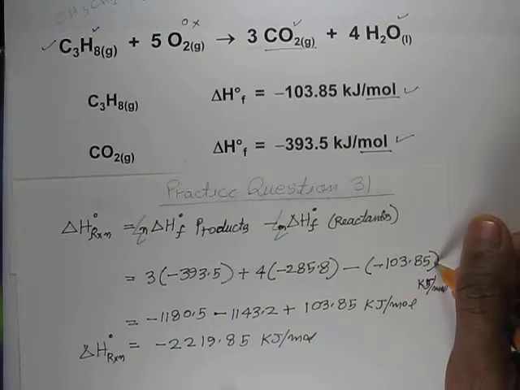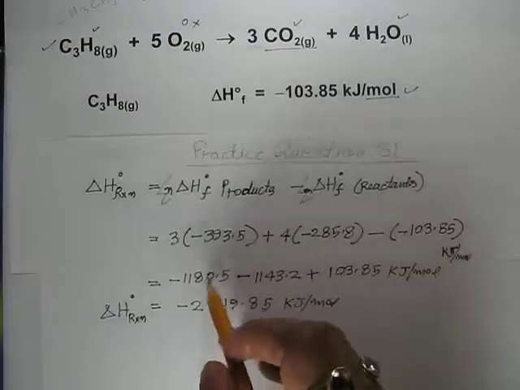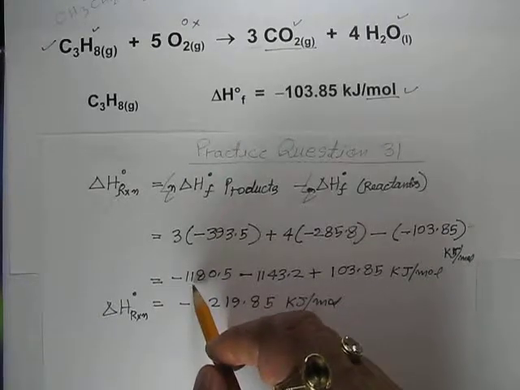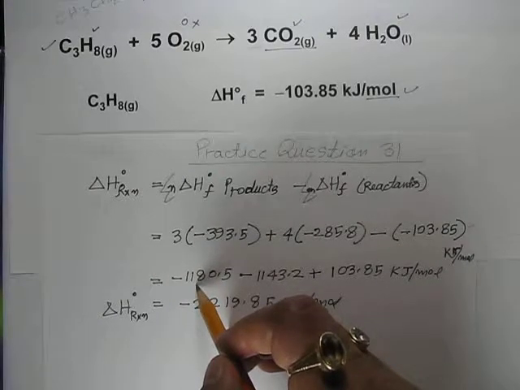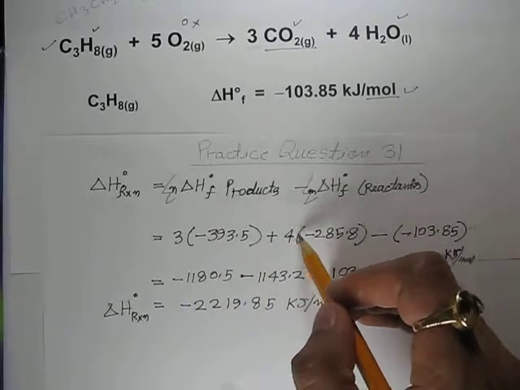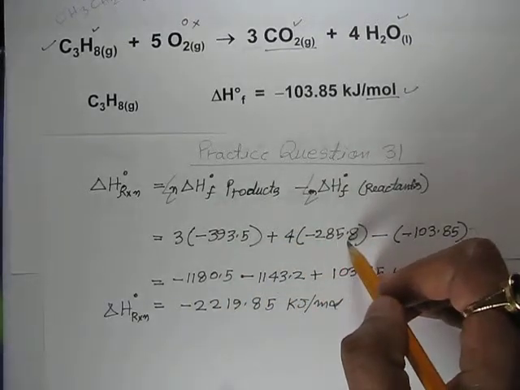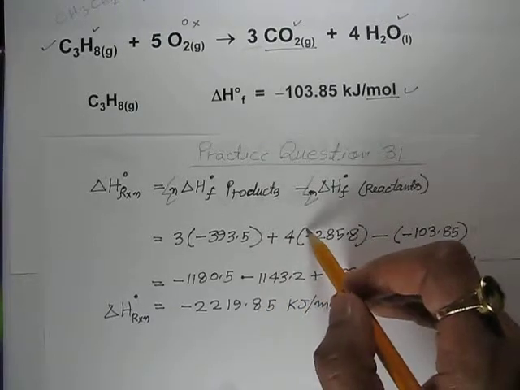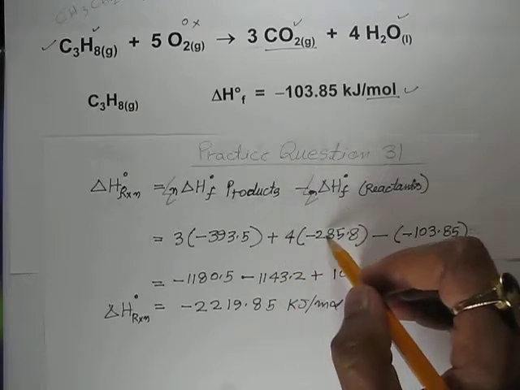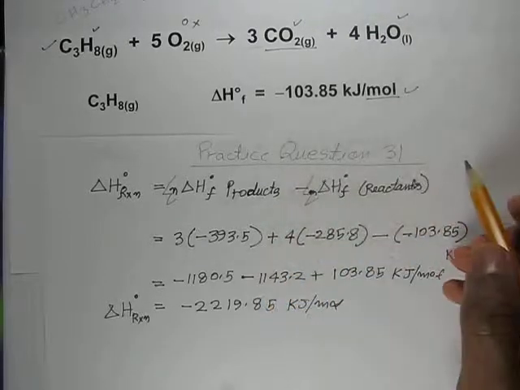That is why we cannot add it here. So now once you multiply these values, it will come minus 1180.5, and then once you multiply this 4 into 285, it will come to this number. But when you open the parenthesis, this will come with the negative sign.